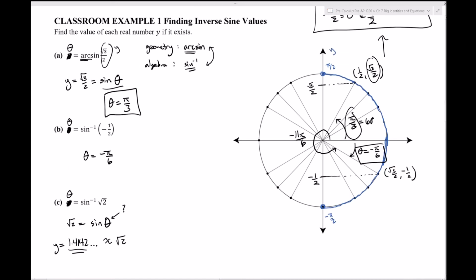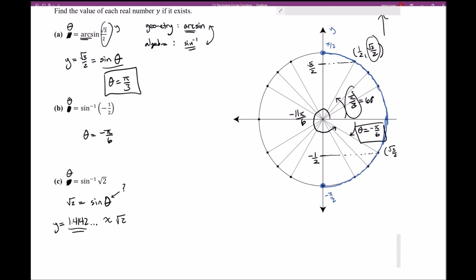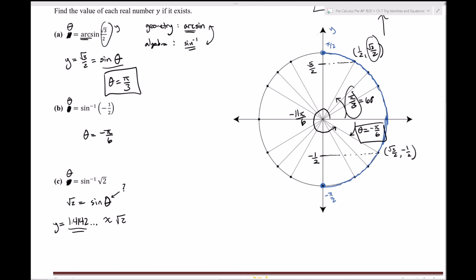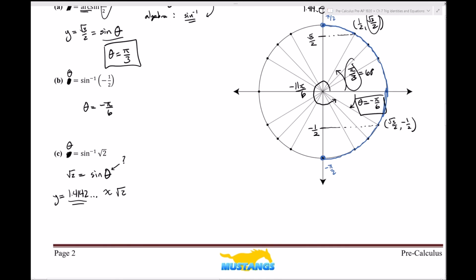And the answer is going to be no, because if I try to plot a point on the unit circle with a y-coordinate of 1.414, it's going to be up here somewhere. But there's no point on the unit circle that has that y-coordinate. It's too far out. Y-coordinates are restricted between negative 1 and positive 1. So if I get a number outside of that range from negative 1 to positive 1, this cannot happen. So sine inverse does not exist, or is undefined, at that point.